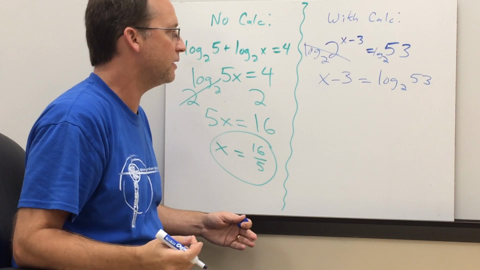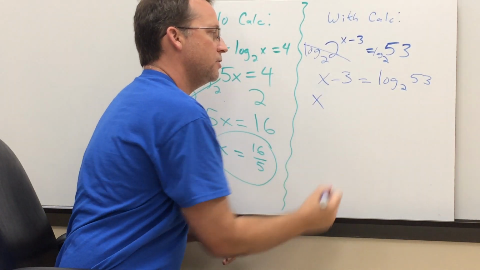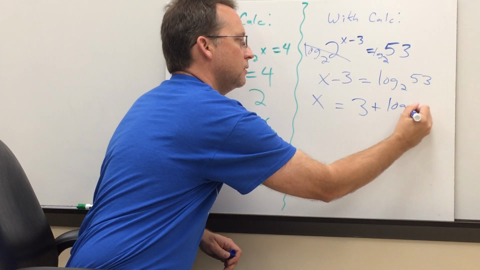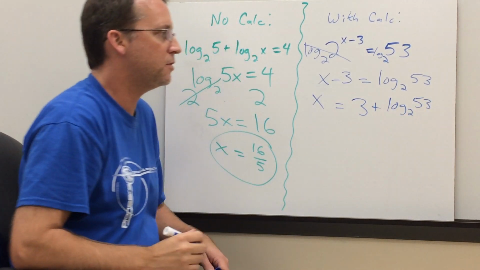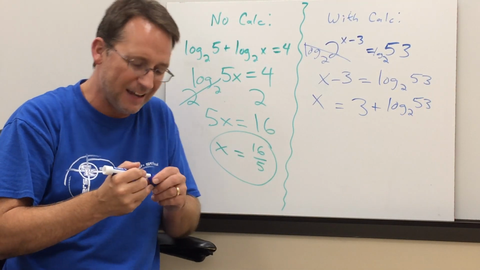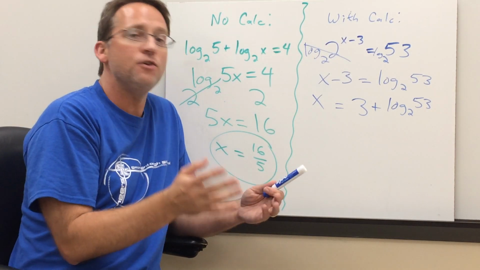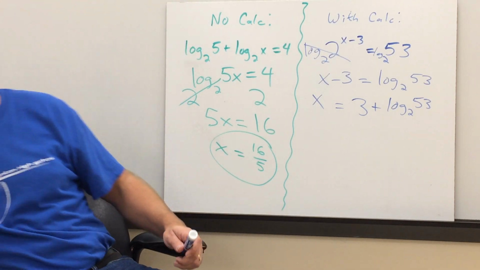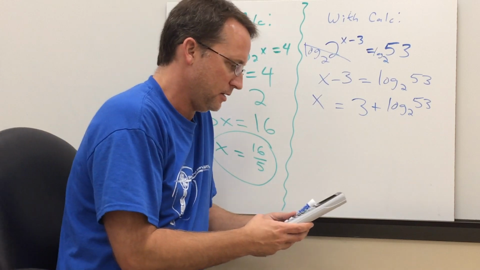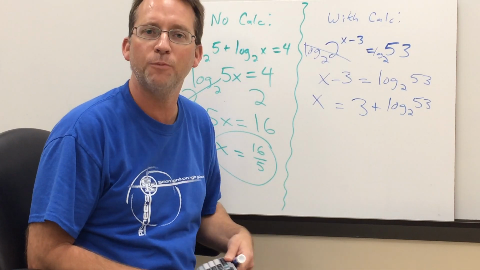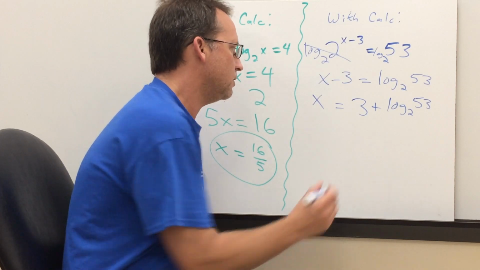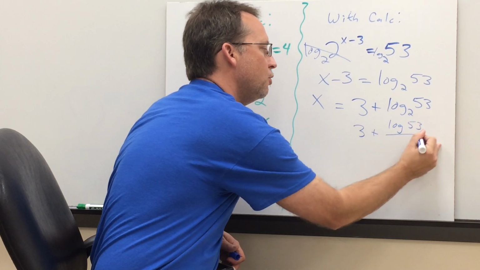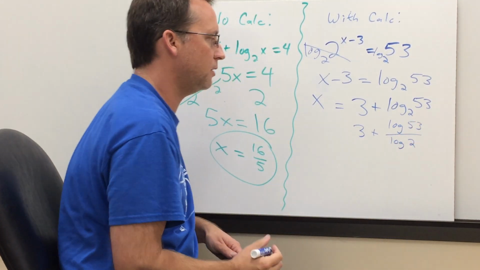Now if I didn't have a calculator and I wanted to get x by itself, I just add 3 to both sides. So my answer would be 3 plus the log base 2 of 53. If you didn't have a calculator, you could leave the answer that way. If you do have a calculator, then you may see decimal answers, like in a multiple choice situation, ACT or something like that. So I'm going to type in 3 plus, now I've got an old calculator, I can't type in log base 2 of 53. So I've got to do 3 plus log 53 over log 2 in my calculator.